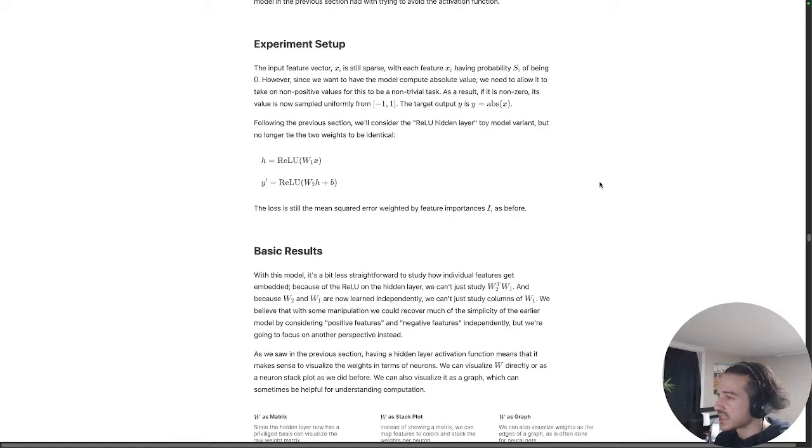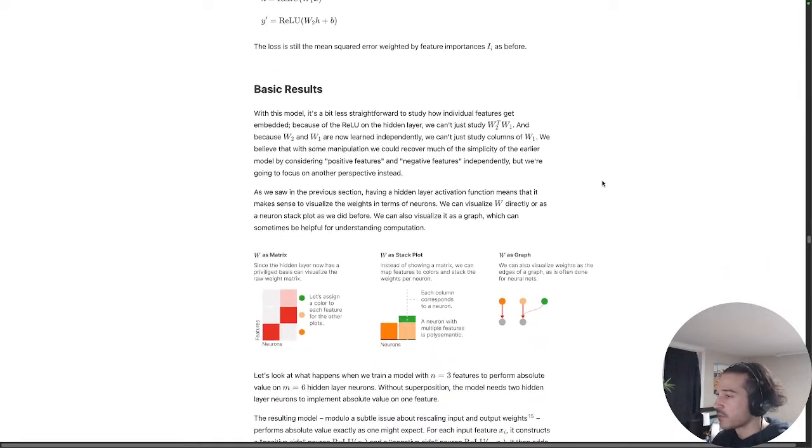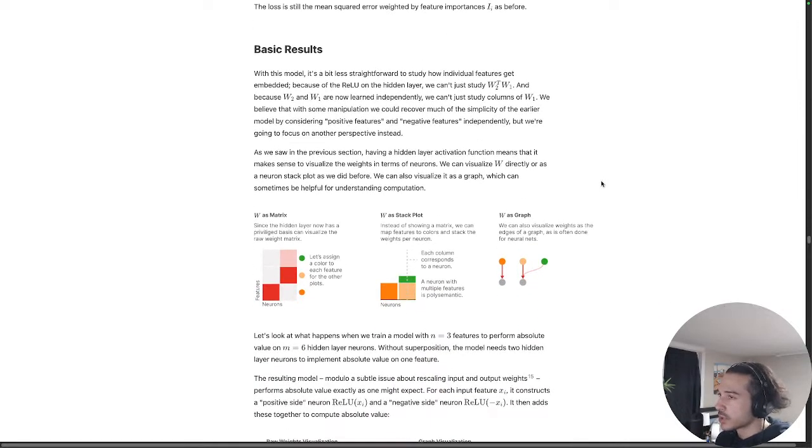Following the previous section, we'll consider the ReLU hidden layer toy model variant, but no longer tie the two weights to be identical. h equals ReLU of weight 1 times x, h prime equals ReLU of weight 2 times h plus b. The loss is still the mean squared error weighted by feature importances I, as before. Basic results. With this model, it's a bit less straightforward to study how individual features get embedded.